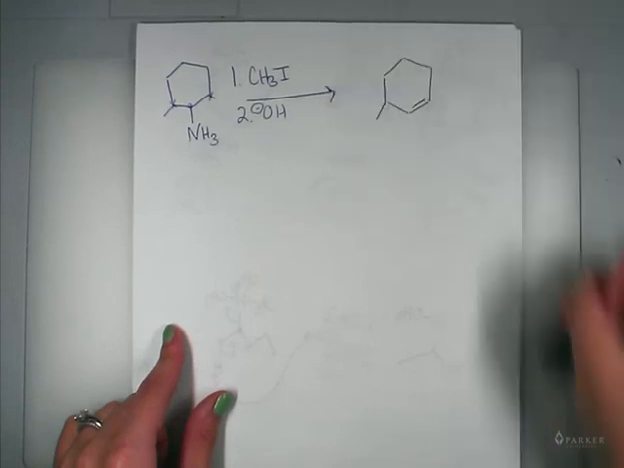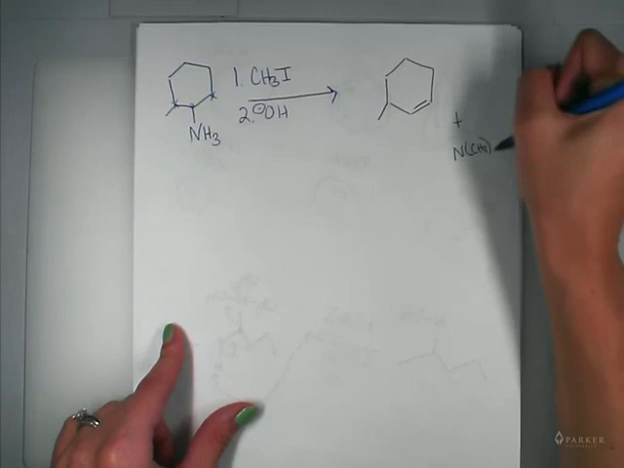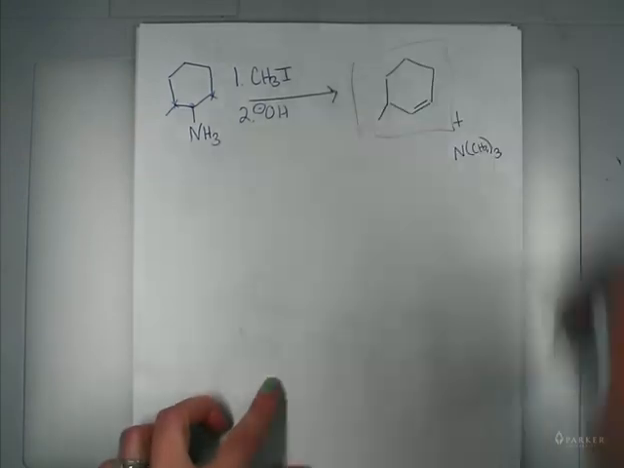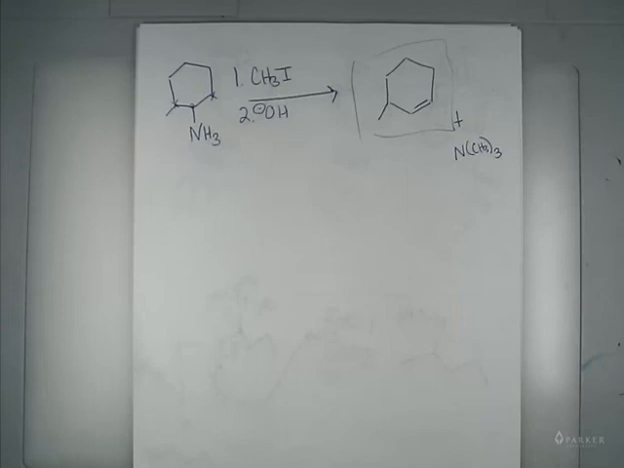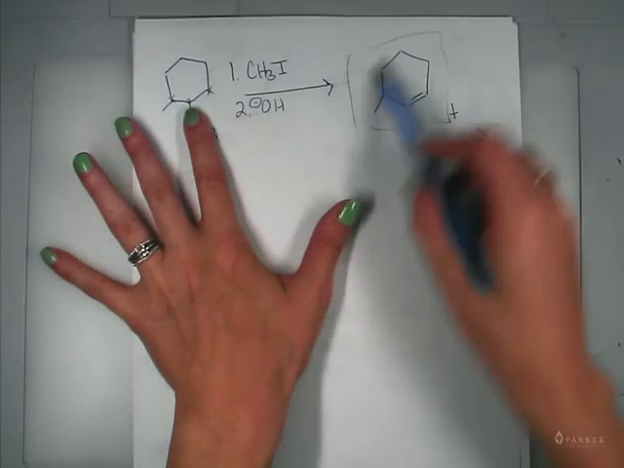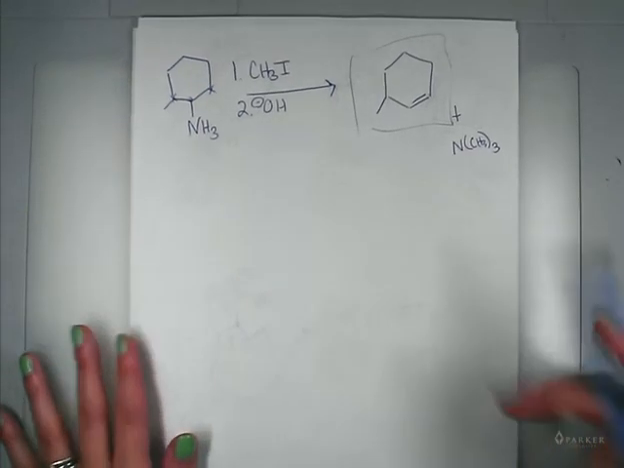So this side has the double bond, and this would be N(CH3)3, because you said you're going to add 3 of them, 3 methyls. This would be the product that I'm looking for here. So you see here, this leaves. Do you see when that leaves? Do you see that you get this, basically? Okay, so then this brings us into a Cope rearrangement.